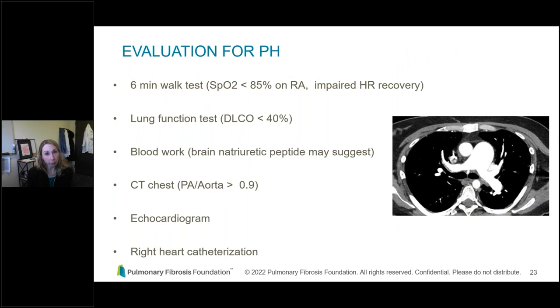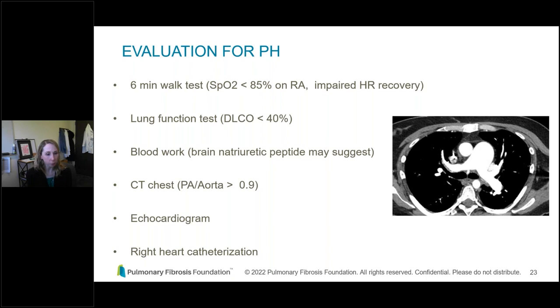How do we evaluate people for pulmonary hypertension? So in interstitial lung disease clinic, how do I approach this? We do a good amount of 6-minute walk tests where you walk in the hall for 6 minutes and we measure your oxygen levels and your heart rate and how short of breath you are. And there can be some clues on there that make me think more about pulmonary hypertension.